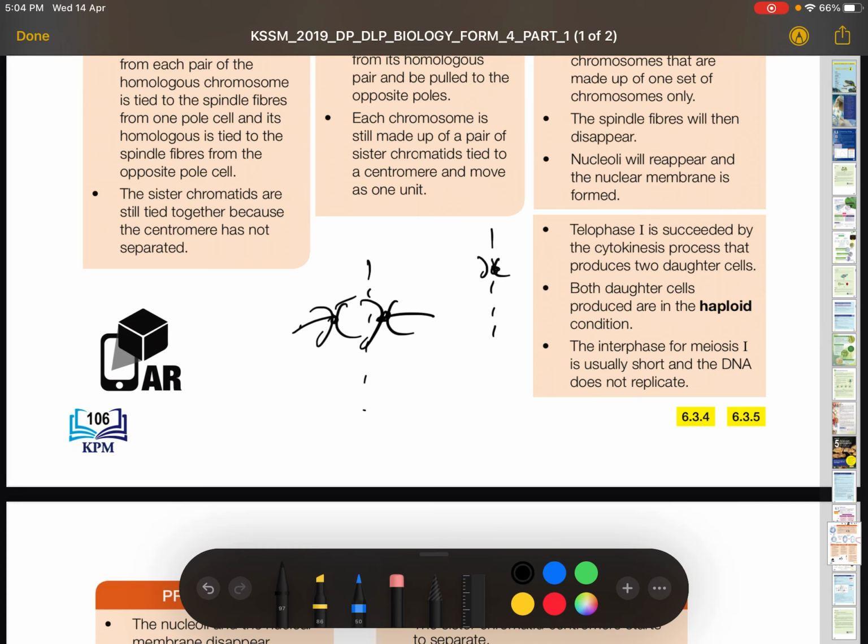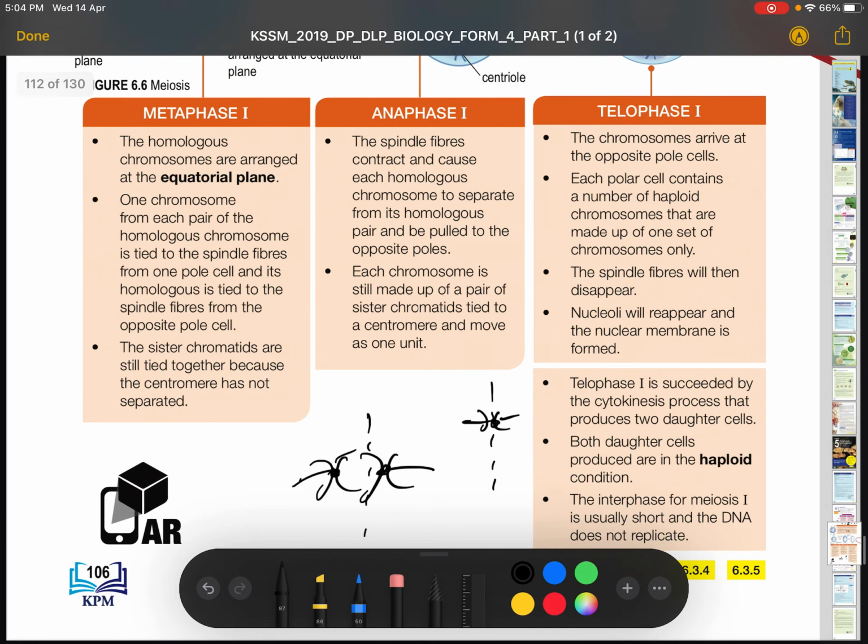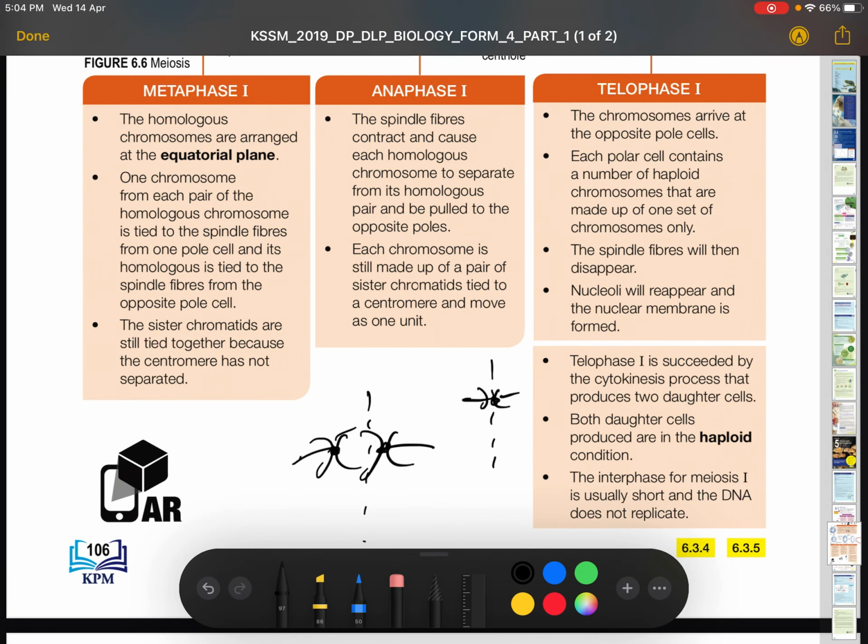And again, in here, the sister chromatids' centromere is connected by two spindle fibers. But for here, they wouldn't contract yet. They wouldn't separate yet, because the centromere is only connected to one side. So the centromere moves together with the sister chromatids.